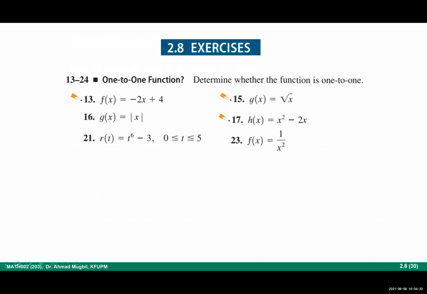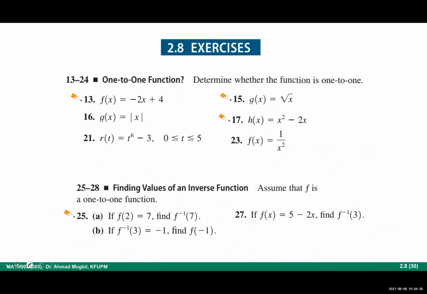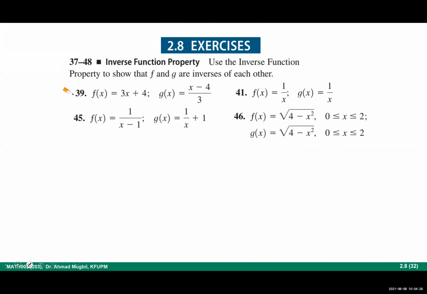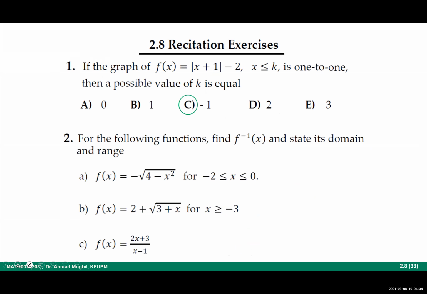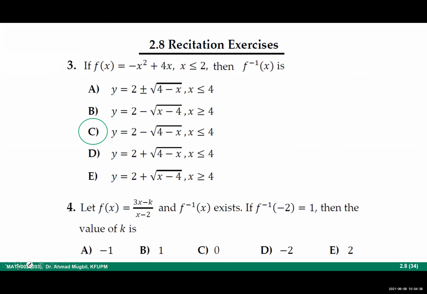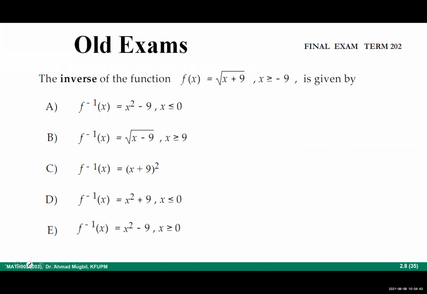This is all what we have in 2.8. I think it is time now to stop. And you have, by the way, shabab, many exercises that you need to practice if you want to practice more. Because I know some of you prefer to practice, especially people who want to get higher grades. These are the recitation. They are here, but of course you need to solve them also with your instructor.